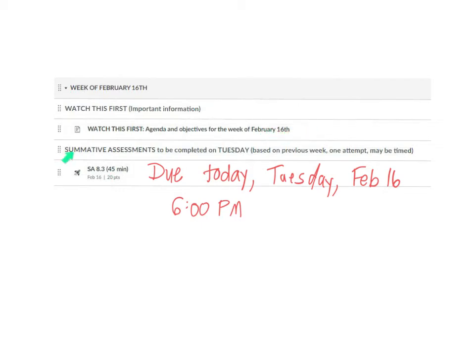Just like always, we're going to start with our summative assessment. This should be open and ready for you to view now. This is on section 8.3, which is our 45, 45, 90, and 30, 60, 90 right triangles. Please keep in mind that it is due today, Tuesday, February 16th by 6 p.m. And this week is worth 20 points.